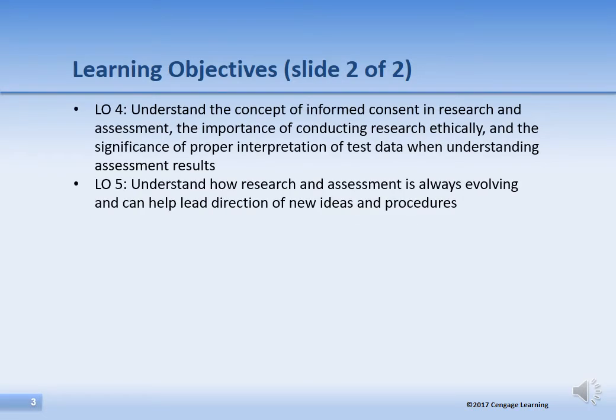Learning objective number 4 is to understand the concept of informed consent in research and assessment, the importance of conducting research ethically, and the significance of proper interpretation of test data when understanding assessment results. And the final learning objective, number 5, is to understand how research assessment is always evolving and can help lead direction in new ideas and procedures.